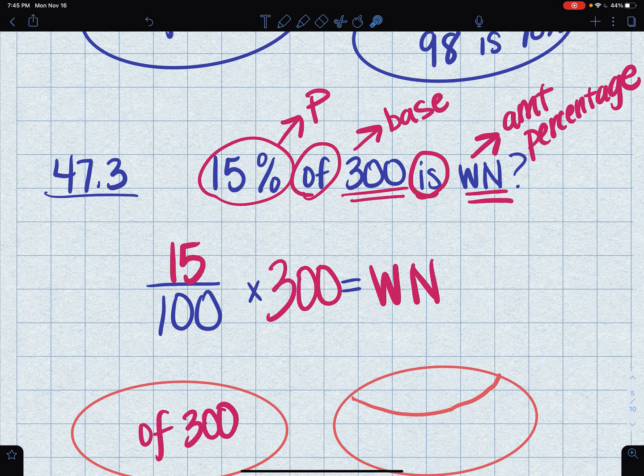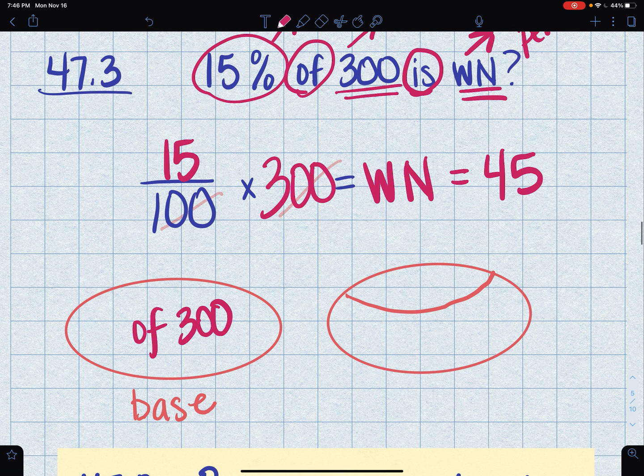I can make this super easy because I can just cancel out 100 on top and 100 on the bottom, right? The two zeros and the two zeros cancel out, so it's like 15 times 3 over 1. So 15 times 3 is 45. So the answer is 45. Let's see if that makes sense with the problem. 15% of 300 is 45. Does that make sense? Yeah, I think it does. If you have $300 and you have to pay 15%, you would have to pay $45.